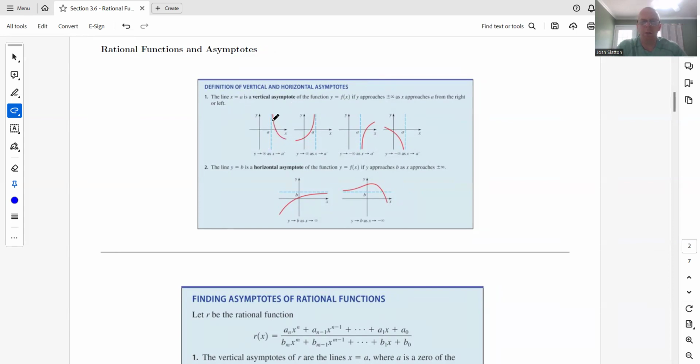So this function will never actually touch that dotted line right there. It's going to get close to it, never actually touches it, and it's not going to move away from it. It's going to be at least that close, and then as it goes up, it's going to get closer and closer.